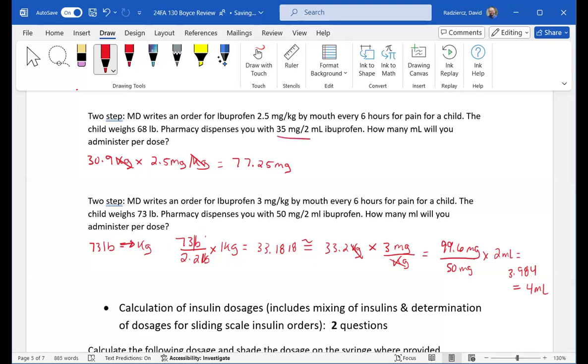You're going to use this information here to calculate your milliliters. Right, so this is just ordered over available. So 77.25 divided by 35 times 2. You're going to get 4.414. So we're just going to say 4.4 milliliters.